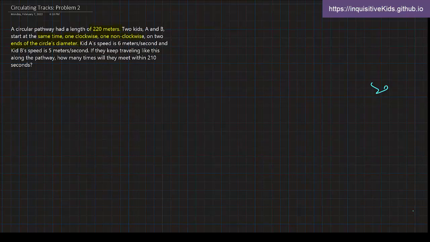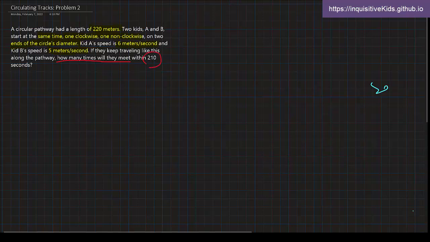Kid A's speed is 6 meters per second, and kid B's speed is 5 meters per second. If they keep traveling like this along the pathway, how many times will they meet? How many times will they meet within 210 seconds?